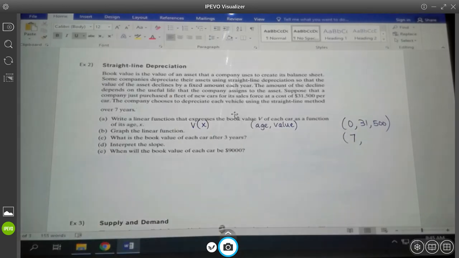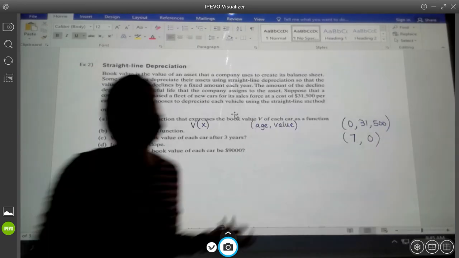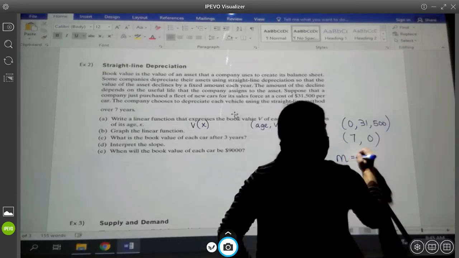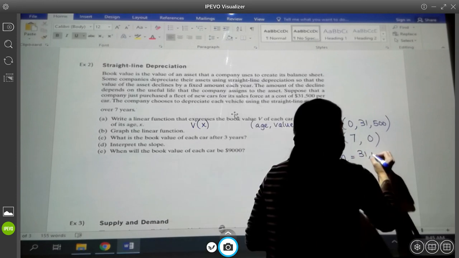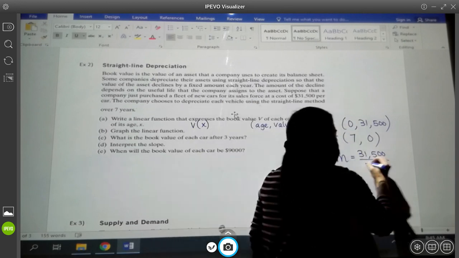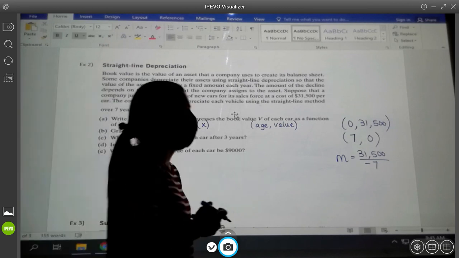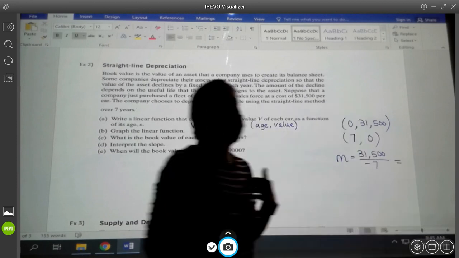So the slope will equal change in y, 31,500 minus 0, over 0 minus 7, which is -7. It makes sense: if this is a depreciation function, the slope should be negative. The value should be going down per each year or age of its life. So now we can simplify this. 31,500 does divide by 7, and the slope is -4,500. If you want to put it over 1, you can, but you don't have to.